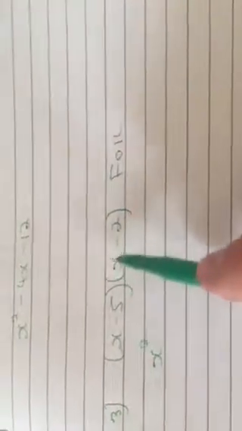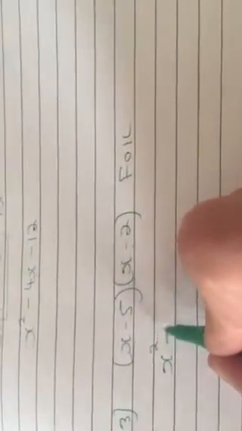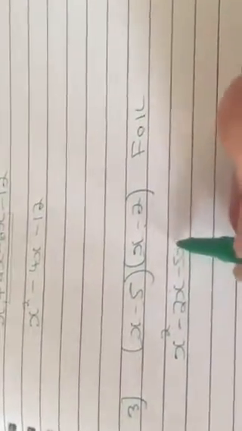Now I'm multiplying x by minus 2. x times minus 2 is minus 2x. Now we're going to do the inner. For the inner, we're going to multiply minus 5 by x. Minus 5 by x gives us minus 5x. So we've done the inner.